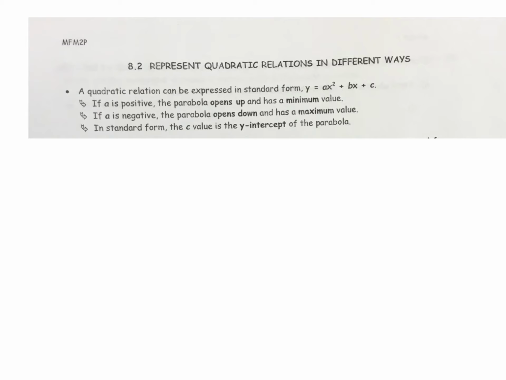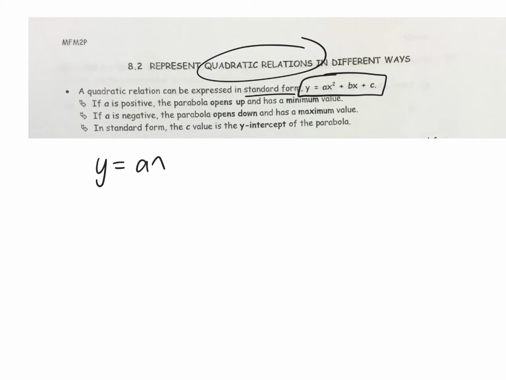Okay, so if you remember from last chapter, a quadratic relation can be represented in standard form. Do you remember this equation? y equals ax squared plus bx plus c. Who remembers what a tells us? The number in front of x squared. Remember, we did a bunch of stuff on this. I showed you on Desmos.